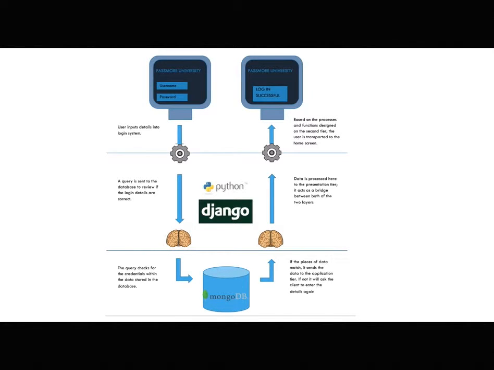So looking at this diagram, this is an example of a student login in the three-tier architecture. A user would enter a unique username and password on the first tier. The second tier would send a query to the data tier to check if the details are correct. The third tier would check the details in the database and send a signal back if a match is found or not. The second tier would then process the signal, and the first tier would tell you if you're logged in or not.